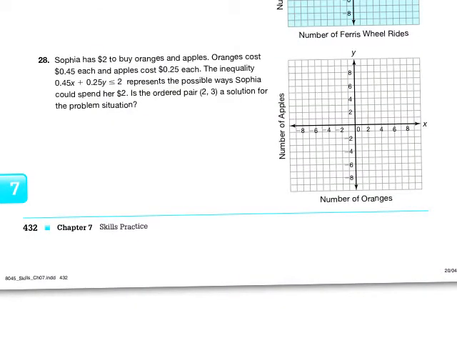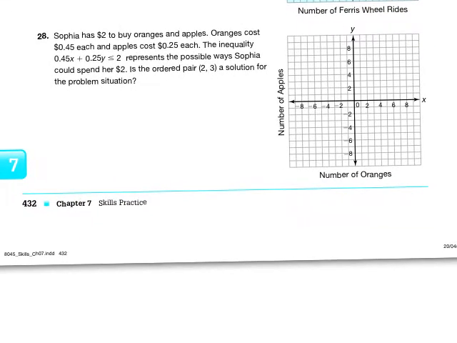Alright, we're back here. We're going to do 28. Alright, Dylan, read that one. 28. Sophia has $2 to buy oranges and apples. Oranges cost 45 cents each, and apples cost 25 cents each. The inequality 0.45x plus 0.25y is less than or equal to 2 represents the possible ways Sophia could spend her $2. Is the ordered pair 2, 3 a solution for the problem situation?